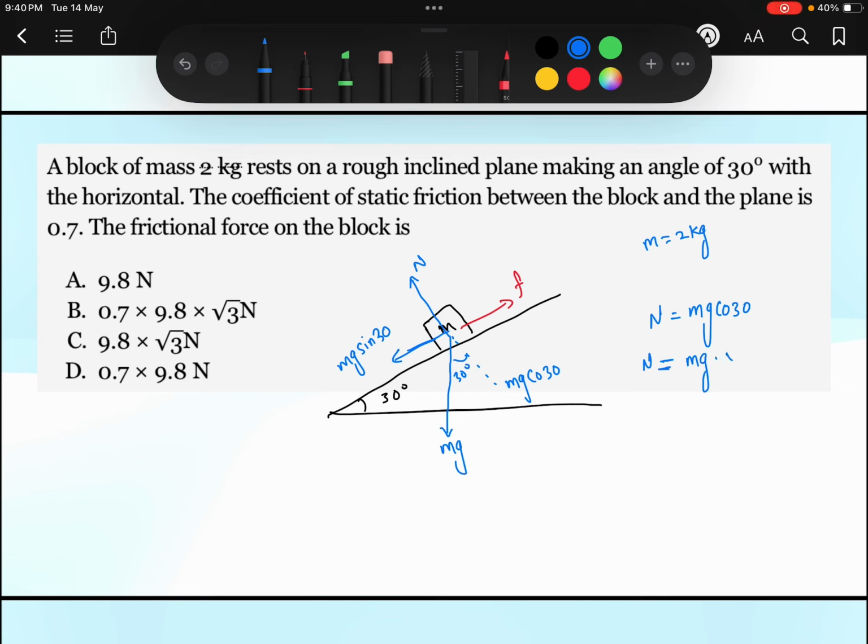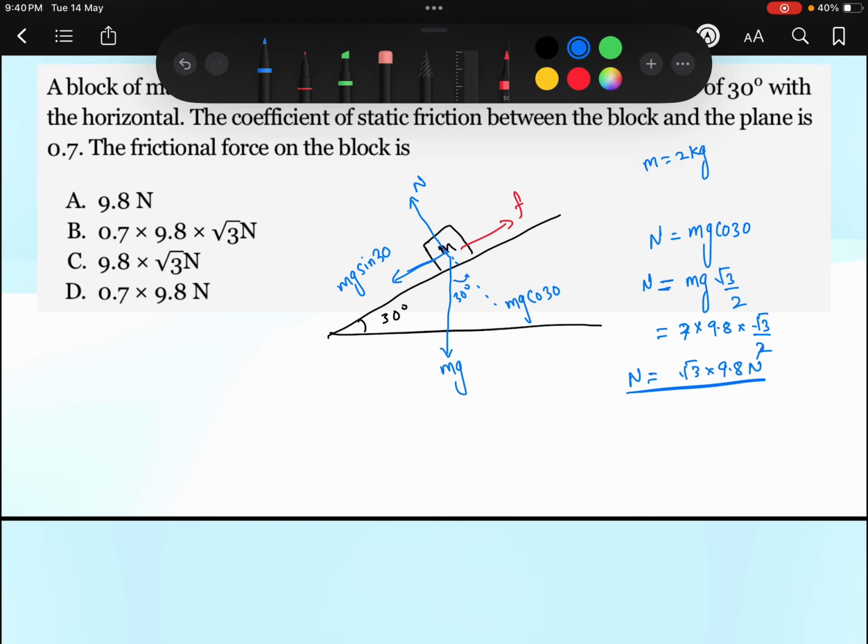The value of cos 30 is root 3 by 2 only. Okay, now we will substitute all these values. The mass m is equal to 2 kg multiply g we have to take here 9.8, that is 9.8 multiply root 3 by 2. Okay, so here 2 will be cancelled out, so value of normal is root 3 multiply 9.8 Newton. Okay, so this is the value of normal.